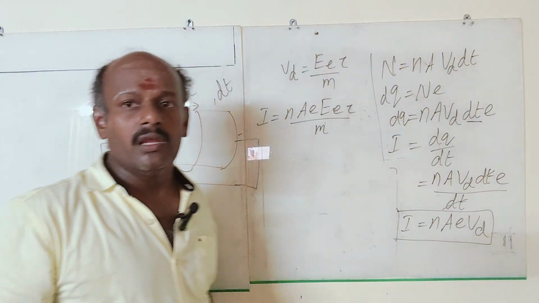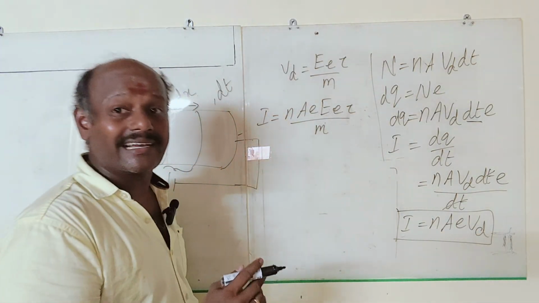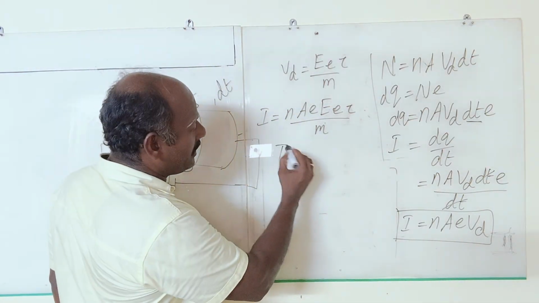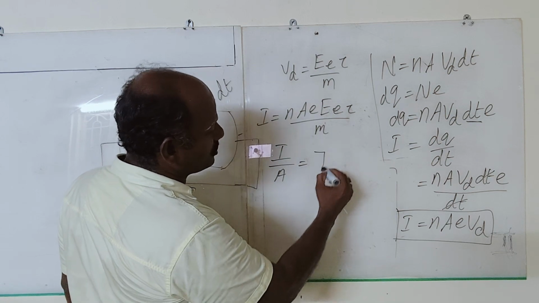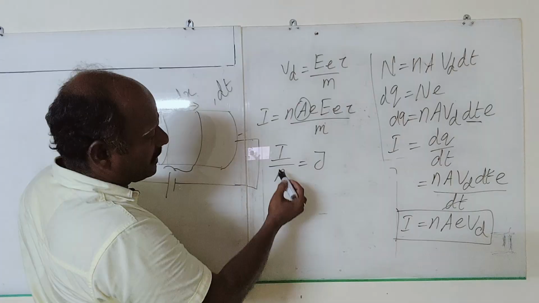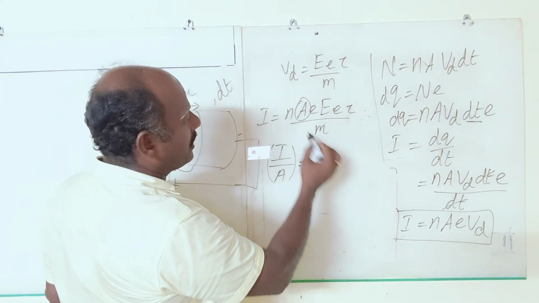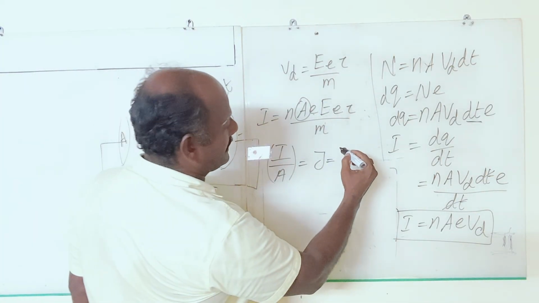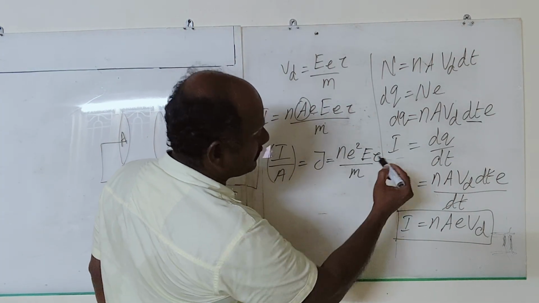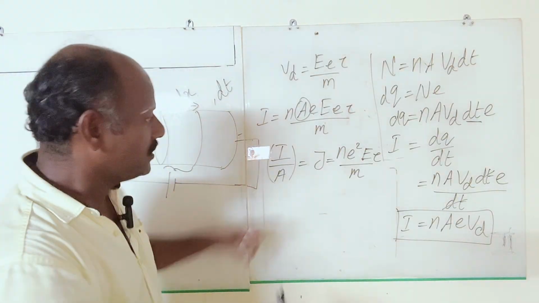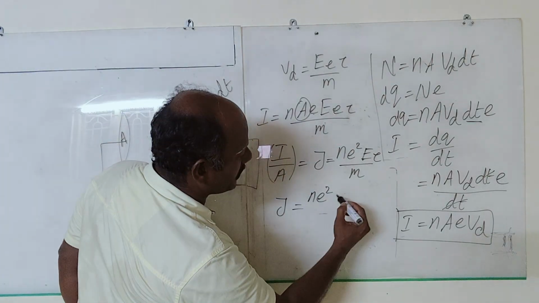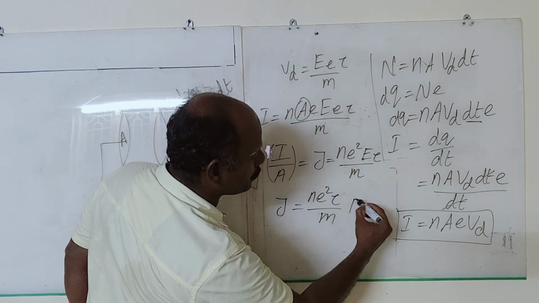Now I am going to introduce another term called current density. Current density is nothing but the current flowing per unit area. So I by A is equal to J. When I take this A to the left, I get I by A, which is equal to J. The remaining terms are n e squared tau divided by m, into E. So I have got J is equal to n e squared tau divided by m into E.